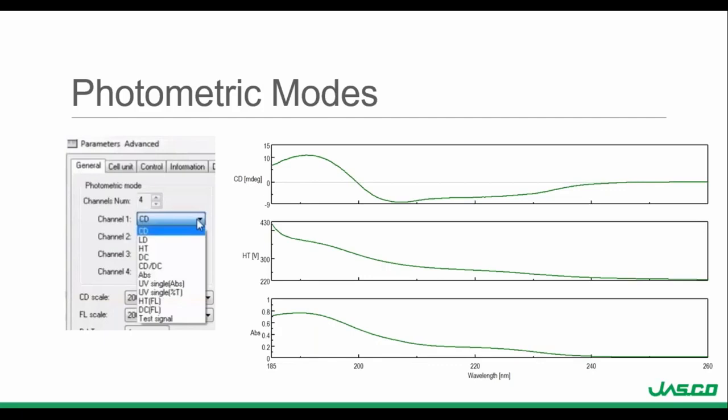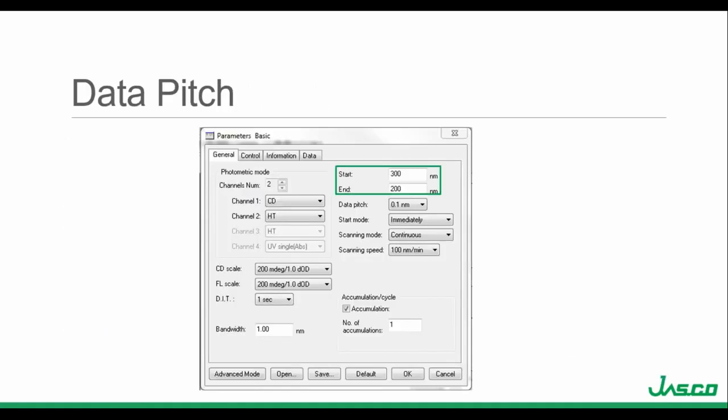I'm not going to go through all of these photometric modes listed on the left for the sake of time, but I do want to highlight that this is where you can select the 3 most commonly used modes: CD, HT, and absorbance. The start and end fields determine the wavelength range for the measurement. For secondary structure studies, measurements are obtained between roughly 175 to 250. Tertiary structure information is acquired between 250 and 350, and DNA secondary structure studies are performed between 200 and 300 nanometers.